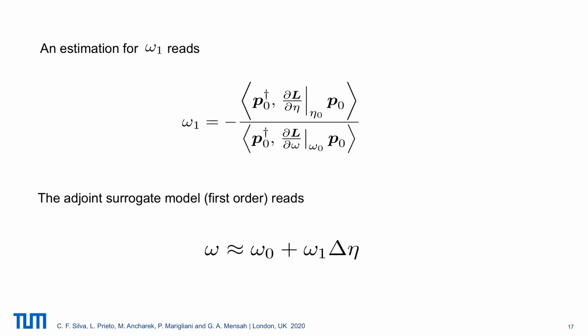And the estimation for omega 1 reads like this. Remember that the adjoint surrogate model is just a first order expansion, in this case the first order adjoint perturbation theory, and we just need this so-called sensitivity, and that's all.